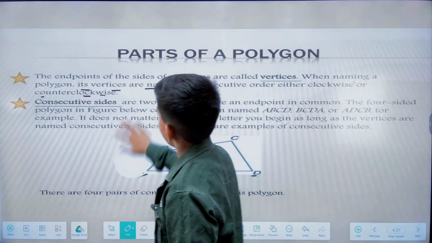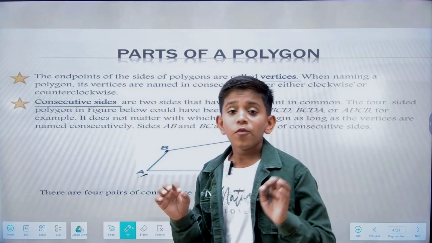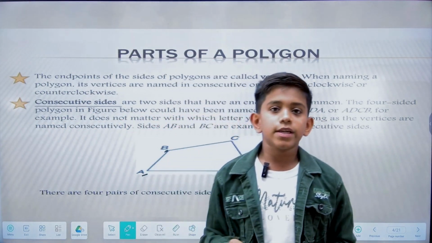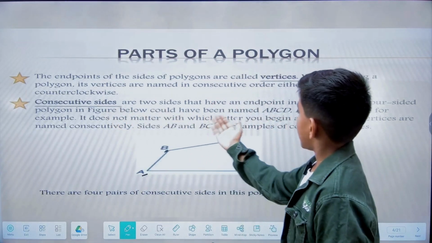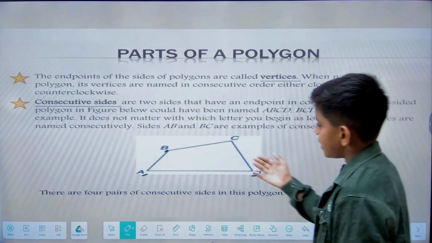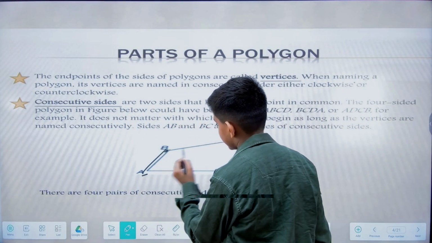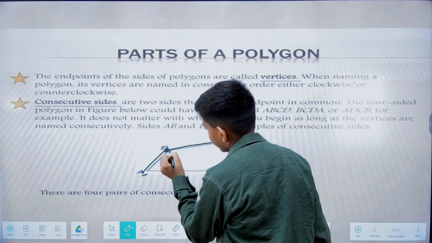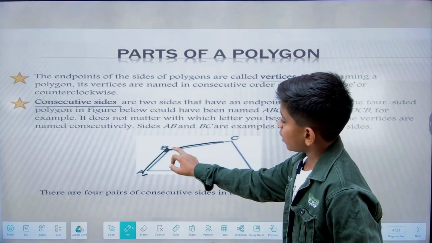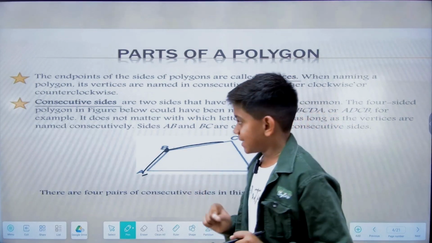Next we will learn about consecutive sides. What are consecutive sides? Consecutive sides are two sides that have an endpoint in common. These two sides, this side and this side, have an endpoint in common. So they both are consecutive sides.